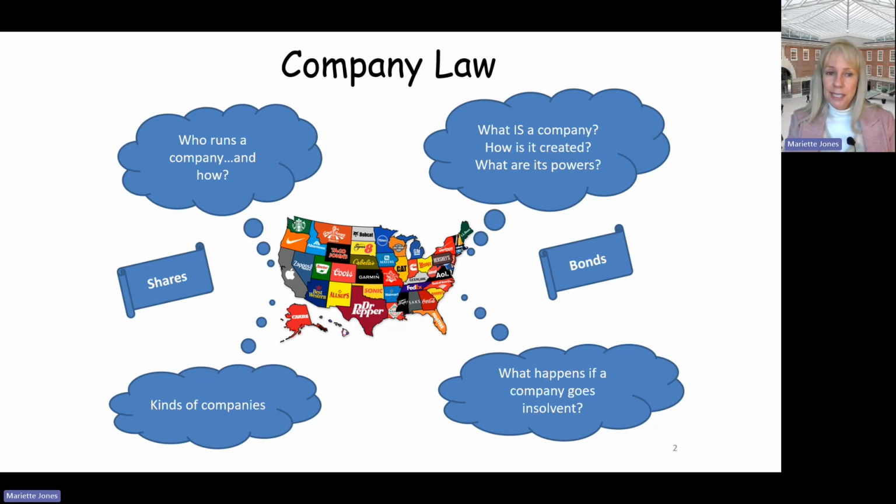We're going to look at the kinds of companies. What is the difference between a private and a public company, for example? And then how does a company come to an end? What is the difference between, for example, administration and insolvent liquidation? On our journey, we're also going to look at certain very interesting things such as mergers and acquisitions, takeovers, the kinds of takeovers that you can get, and we're going to look at insider trading, very exciting areas.